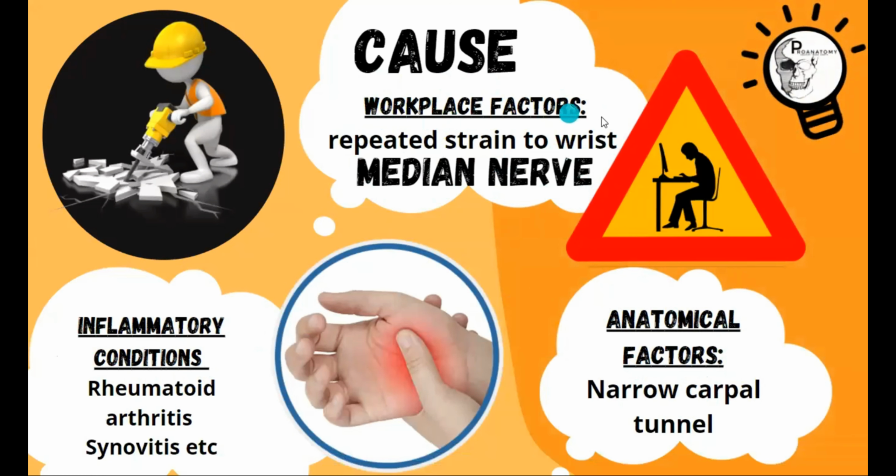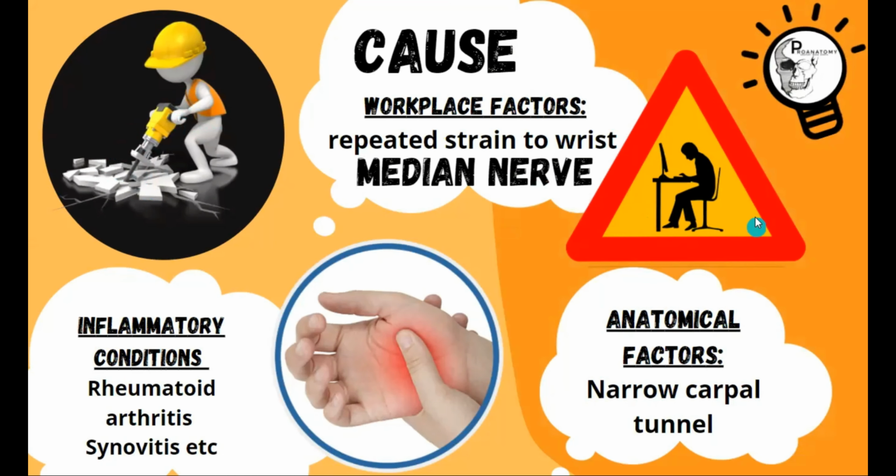The first one is workplace factors, where wherever there is repeated strain to the wrist, there are chances of median nerve compression. One example is heavy labor workers who use equipment like vibrating tools, which will put stress on the wrist joint very often. That repeated strain over this region causes an inflammatory response, and thus compresses the median nerve.